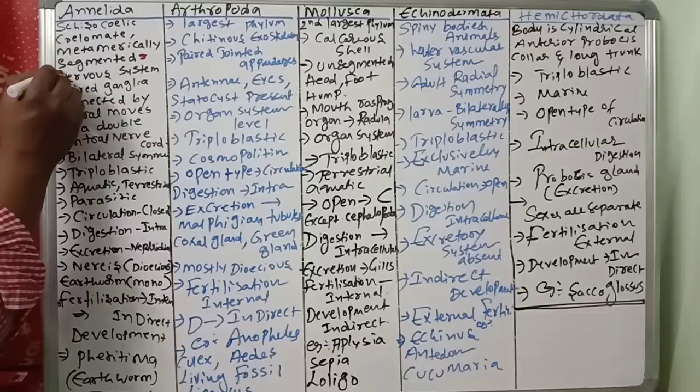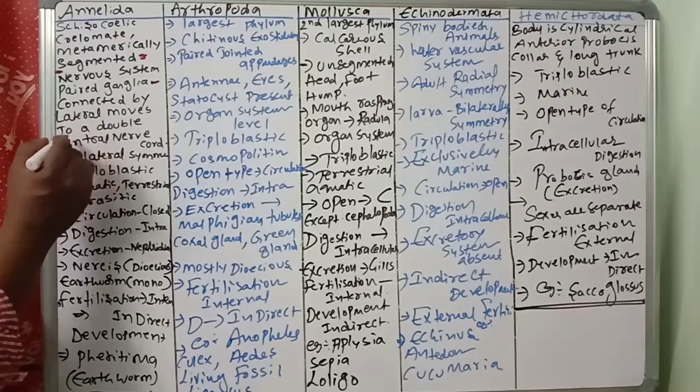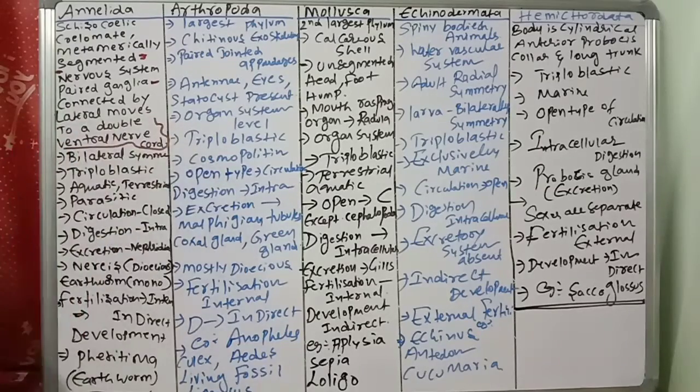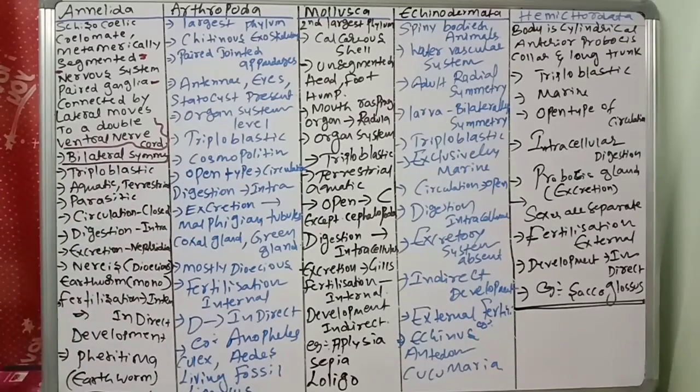Next, the nervous system. The nervous system contains paired ganglia connected by lateral nerves to a double ventral nerve cord. Next, annelids show bilateral symmetry. What is the meaning of bilateral symmetry? If you cut the body through a plane and get exactly two halves, that is called bilaterally symmetrical.